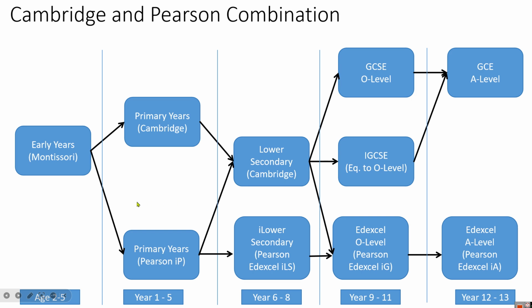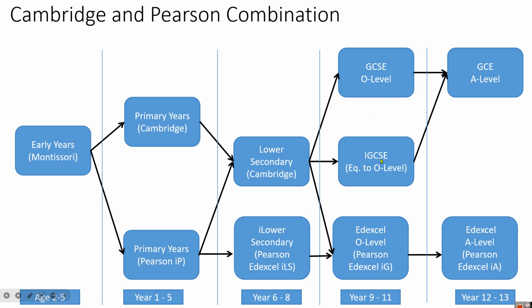Some have limited choices. For example, if I talk about Roots Millennium, they have the I primary. They are not offering the Cambridge primary years. They are offering the Pearson I primary, where the students have to appear in the year 5, grade 5 exam as an external exam, right? And from there they proceed to lower secondary. They also have the option for I lower secondary, or ILS, for Pearson and Edexcel. The lower secondary can proceed to IGCSE O level, which is equivalent to the O level, or they can opt for Edexcel O level, which is the Pearson stream, or they can opt for the GCSE O level, right?